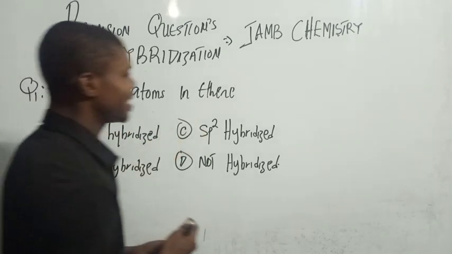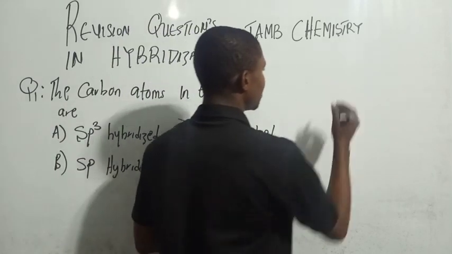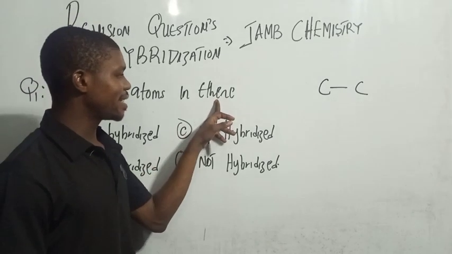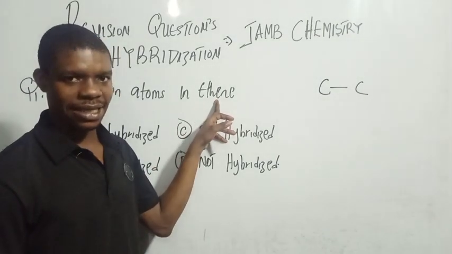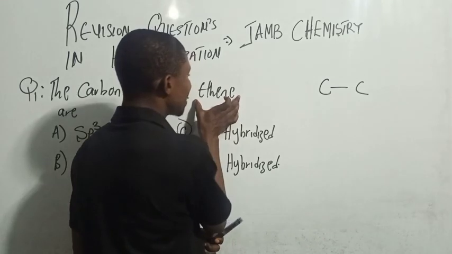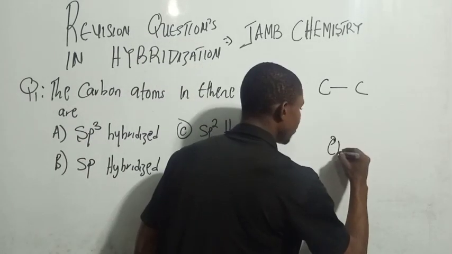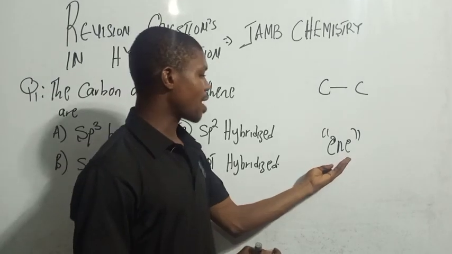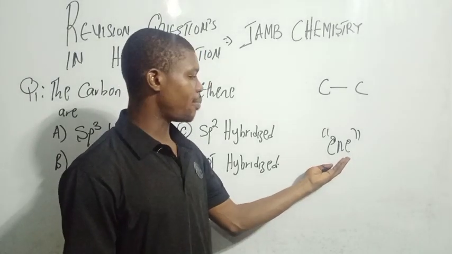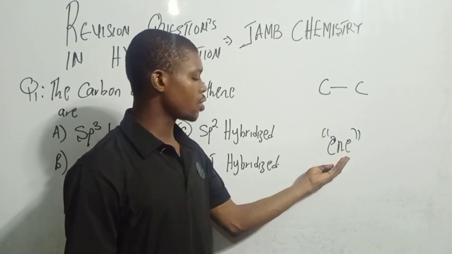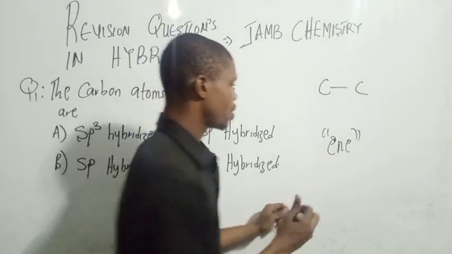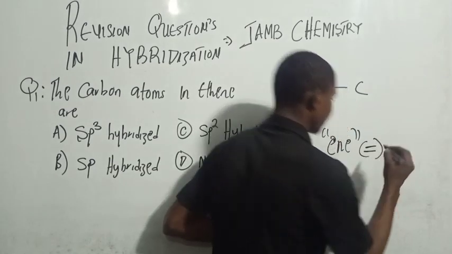So ethene has two carbon atoms. Whenever I see the "ene" suffix, it's called an alkene. You get? It means that when I see the suffix ene in any hydrocarbon or any organic compound, there's a double bond. Ene means there's a double bond.